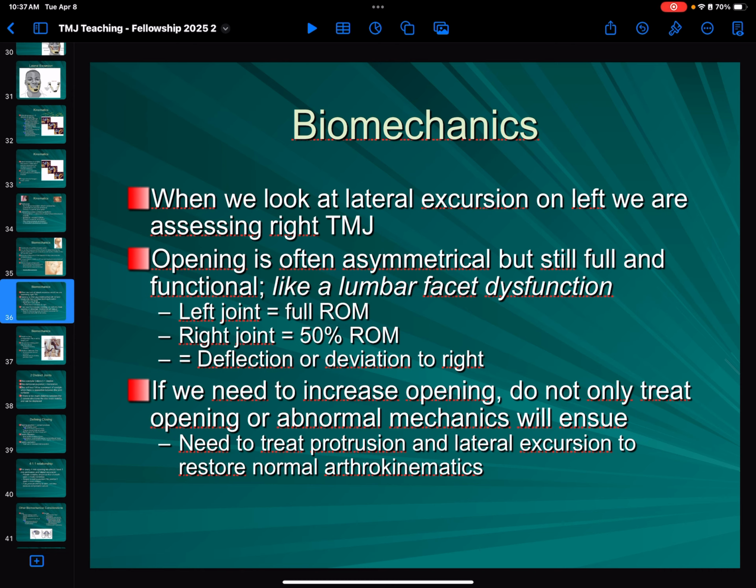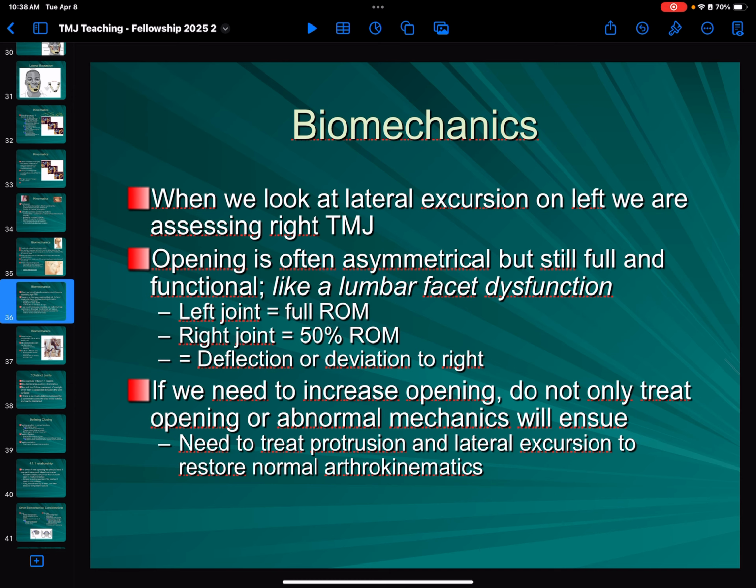There could be just a true deviation where it doesn't come back. So a C deflection is where it actually comes all the way back. Some people, as they open, it's just a pure deviation and it's just consistent. There's some that will have an S curve, and often that's going to be, and we'll get into that a little later, where they need more neuro re-education. So, yeah. If we want to increase opening, we don't just treat opening, we may need to treat, again, protrusion and lateral excursion as well, and we'll talk about treatment techniques for that.